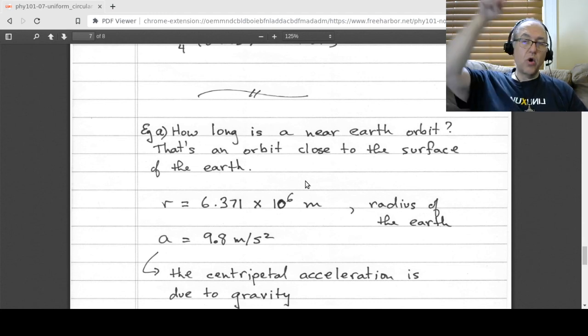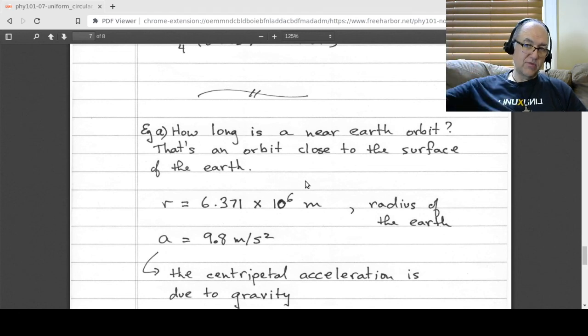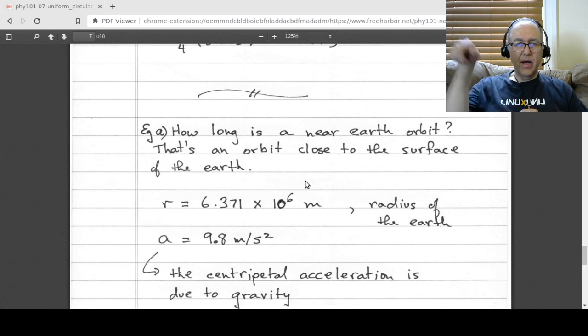And you're orbiting, but you're not orbiting way out 600 kilometers from the surface of the Earth, which I think is called a low Earth orbit. You're not orbiting out there. You're orbiting right at the surface of the Earth, which you can do if there's no air on the Earth.